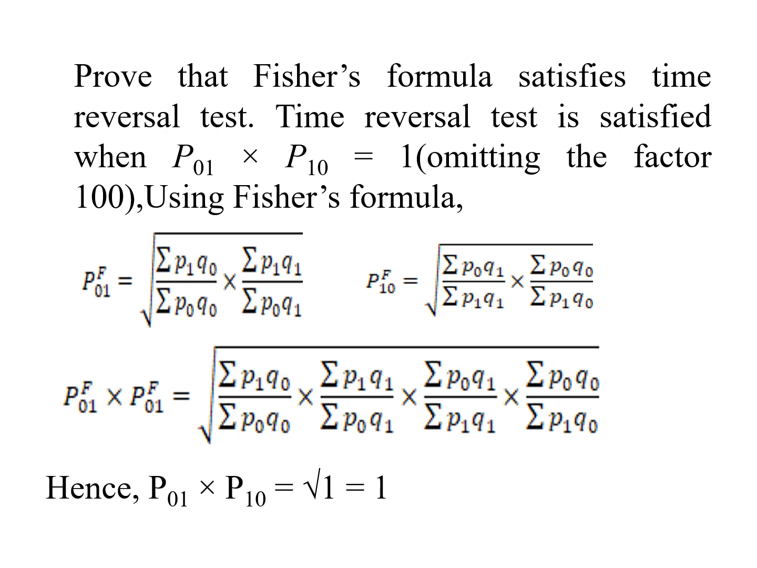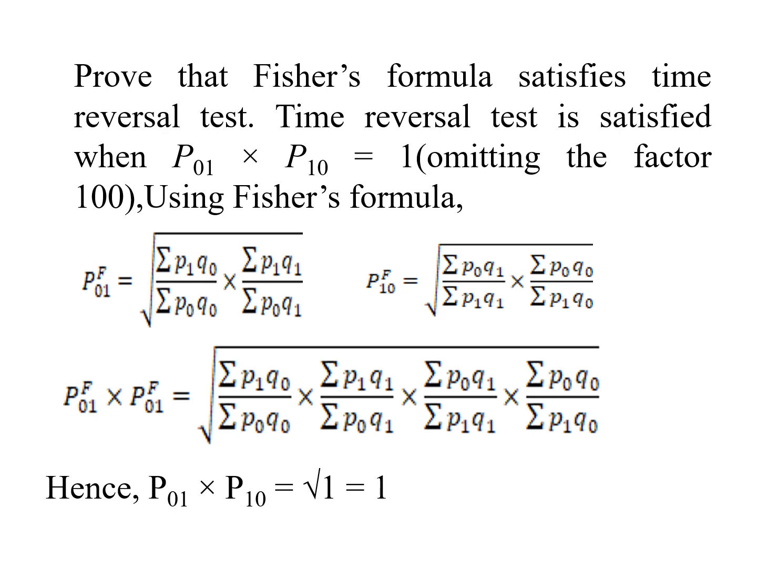The time reversal test is satisfied when P01 into P10 is equal to 1, omitting the factor 100, using Fisher's formula. Here the first one is P01. First we take Fisher's formula with base 0 and current 1: the square root of sum of P1Q0 divided by sum of P0Q0, into sum of P1Q1 divided by sum of P0Q1. This is Fisher's formula as it is.